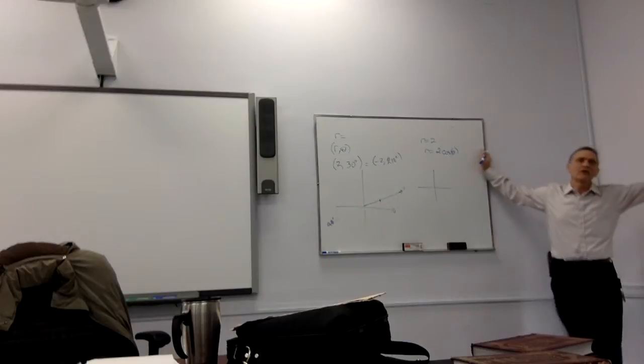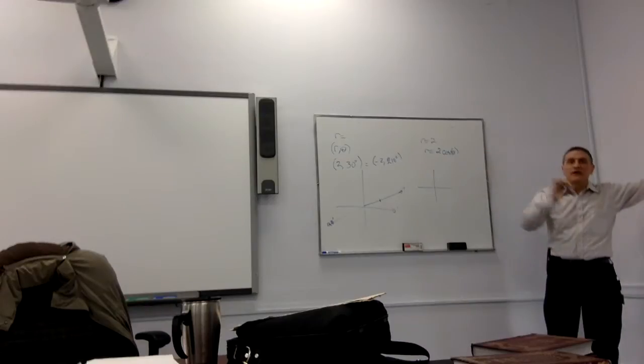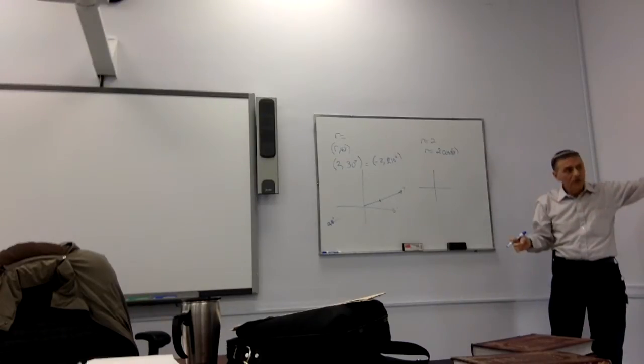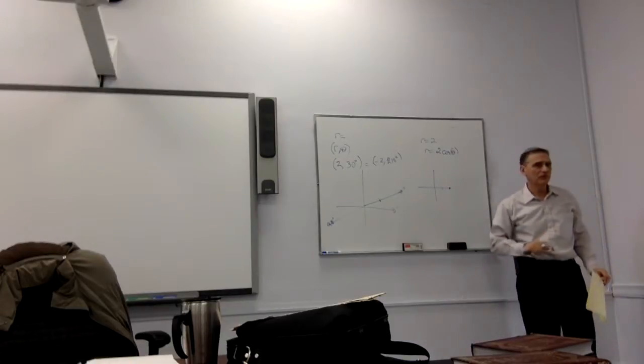What's the greatest value r could be? 2. And it happens when theta is what? Zero. Because when theta is 0, cosine of theta is 1. So imagine that's the second ray. Now that's one point on the circle.